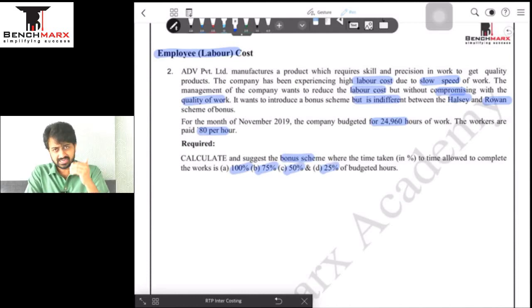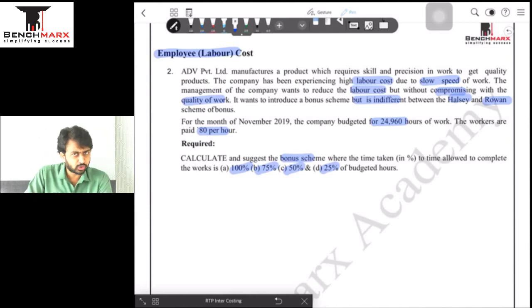काफी सिंपल क्वेश्चन है. टाइम अलाउड इज 24,960. We will assume that जितना प्रोड्यूस करना होगा उतना ही प्रोड्यूस किया है. सो 24,960 इज माई टाइम अलाउड. उसका 25%, 50%, 75% एंड 100% इज टू बी माई टाइम टेकन. Balancing figure is time saved and you compute the bonus as per Halsey, bonus as per Rowan and then last में रिकमेंड करो. अभी फ्रेंकली रिकमेंडेशन अपना Rowan ही होने वाला है, because Rowan is a better system because it will penalize the workers once you save a lot of time and in this way the quality of work can be checked. And well, that is it.